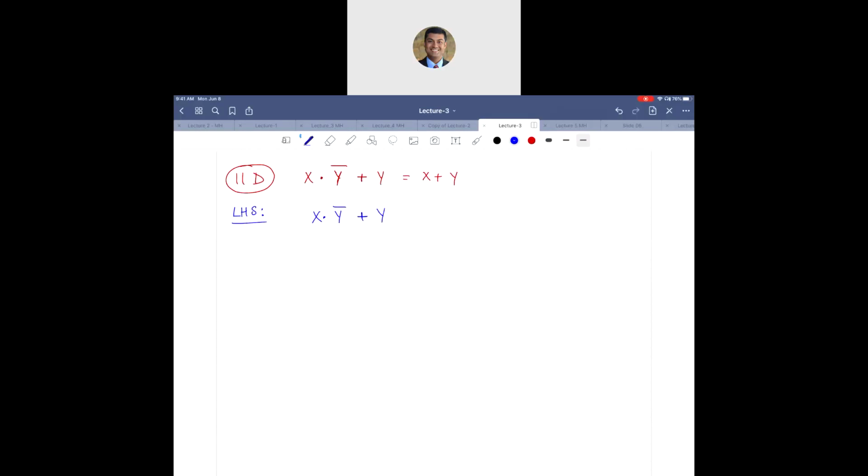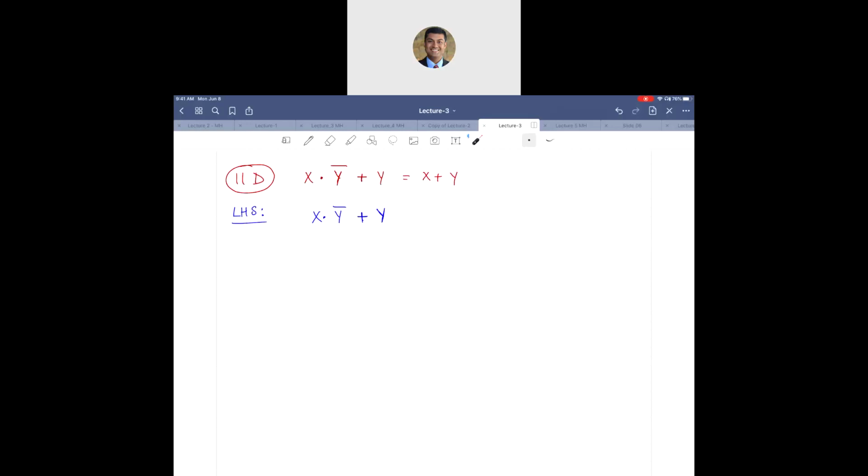Now, if you notice here, there is nothing common, no term or literal that is common to both these terms. I cannot factor out something. I cannot combine something. So there's nothing for me to do. So I'm going to have to be a little bit more creative in my journey from left-hand side to the right-hand side.